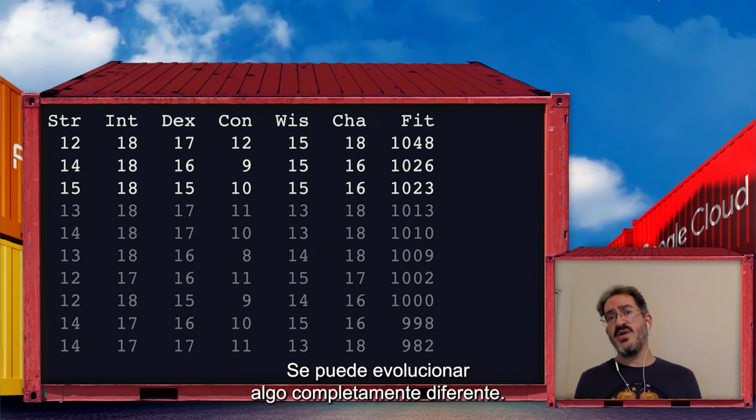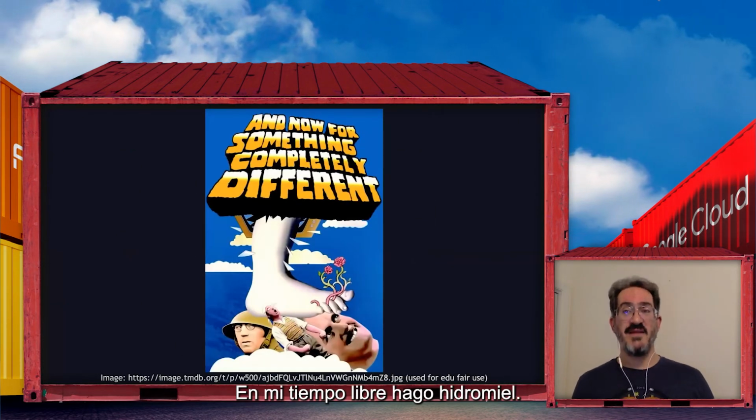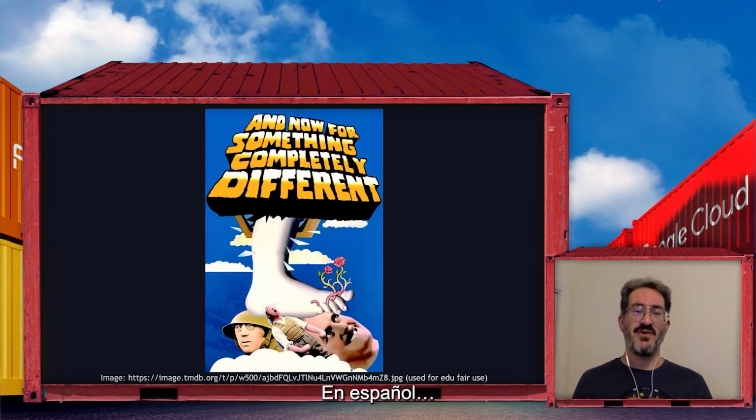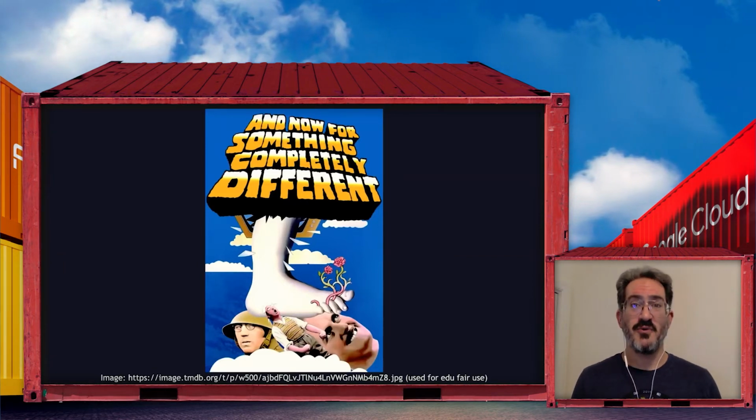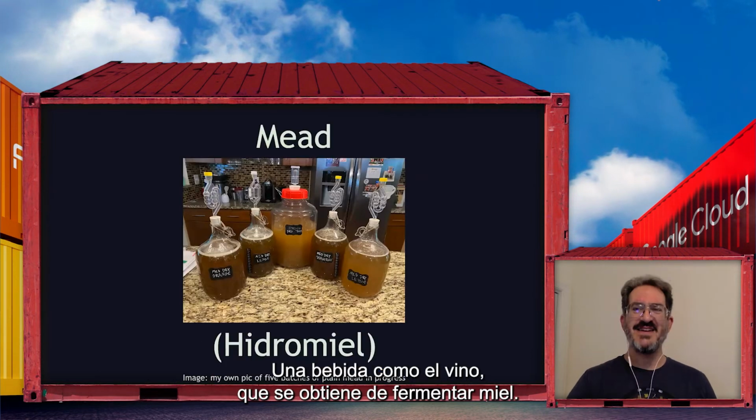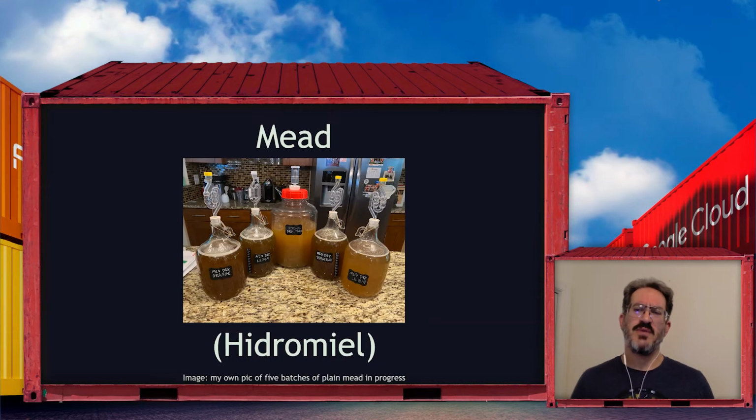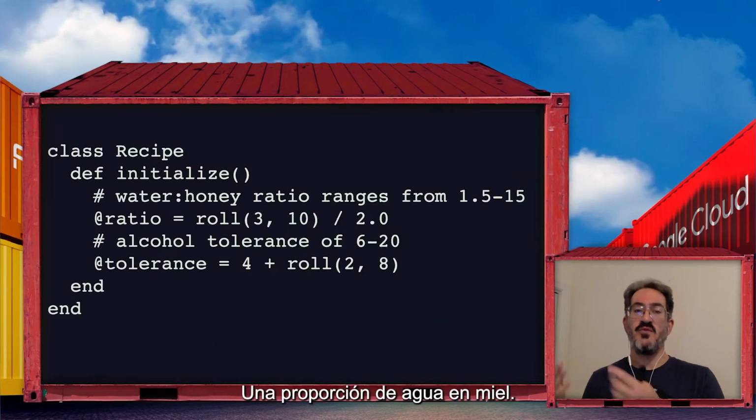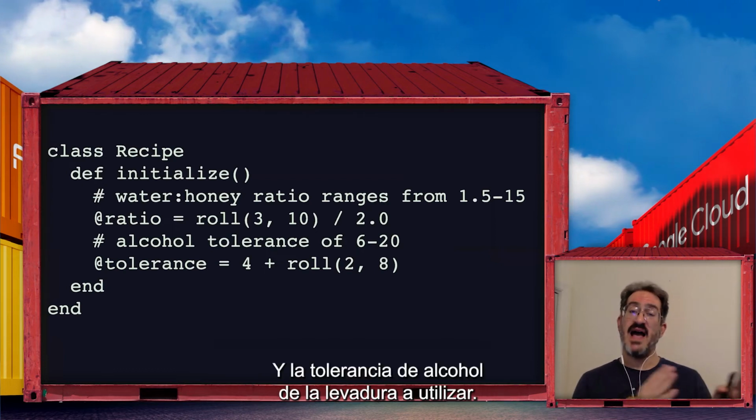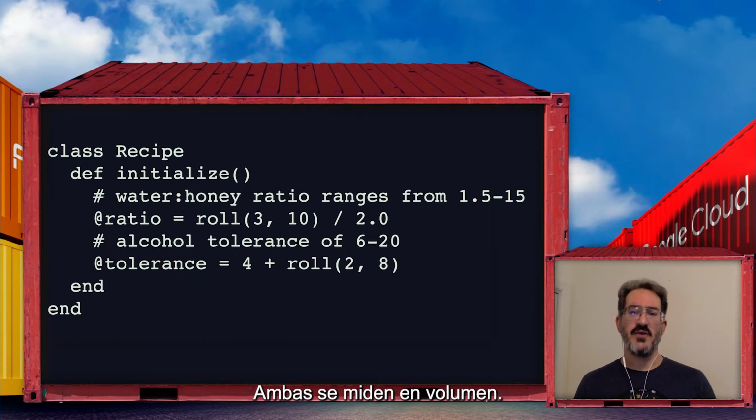Now, suppose we want to evolve something completely different. In my spare time, I make mead, or in Spanish, hidromiel, a wine-like drink made by fermenting honey. Let's see if we can evolve a good recipe. A recipe will be based on 2 simple factors: the ratio of water to honey and the alcohol tolerance of the yeast we'll use, both measured by volume.